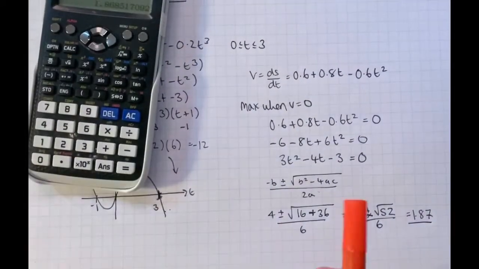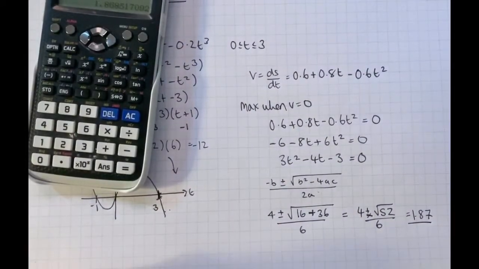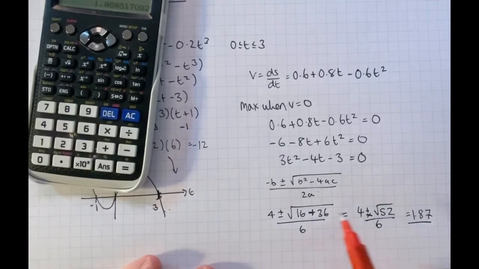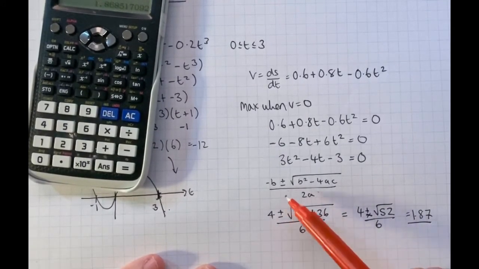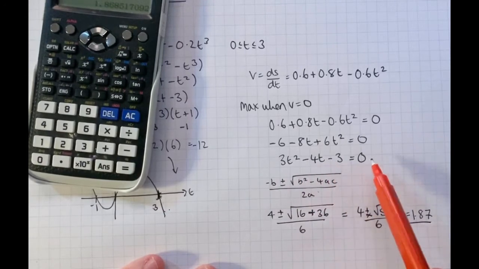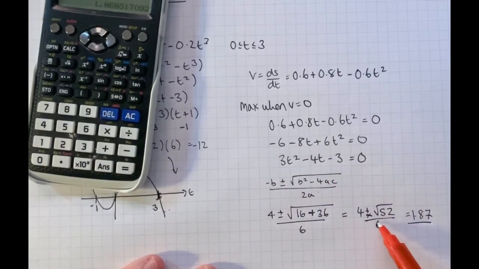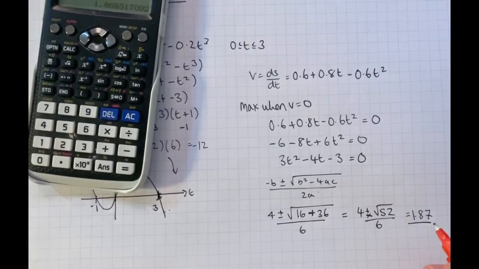There might be a slight break in the video there, there's a technical issue. But when we solve this quadratic equation using the quadratic formula, we end up with t being equal to 1.87. The second solution, where you do the minus, there's no point doing that because you'll end up with a negative value of t, and time can't be negative.